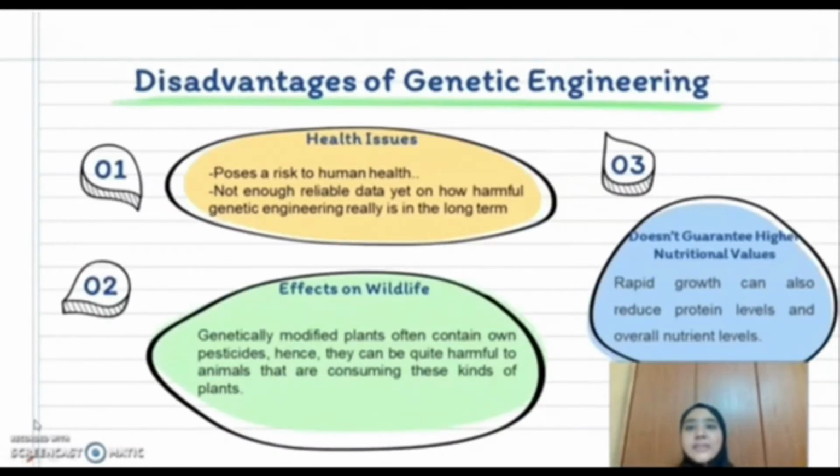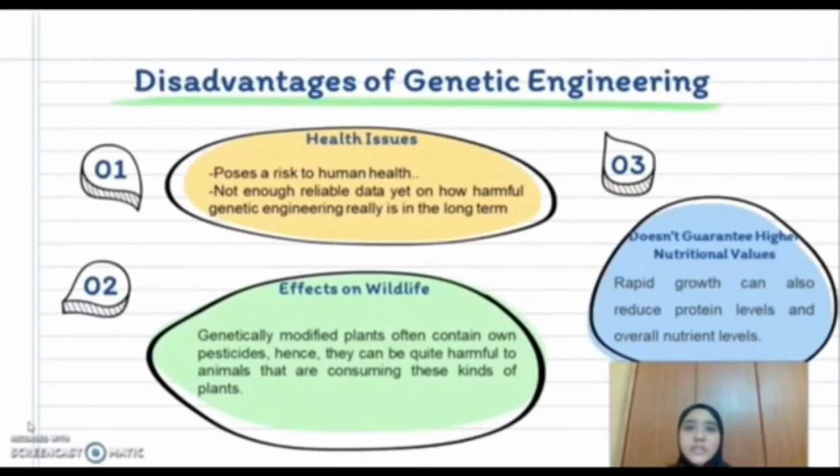Lastly, let's see the disadvantages of genetic engineering. So the first one is health issues. Genetic engineering also poses a risk to human health. So for example, genetically modified food may lead to long-term health issues. There is not enough reliable data untuk tengok how harmful genetic engineering ni in a long term.